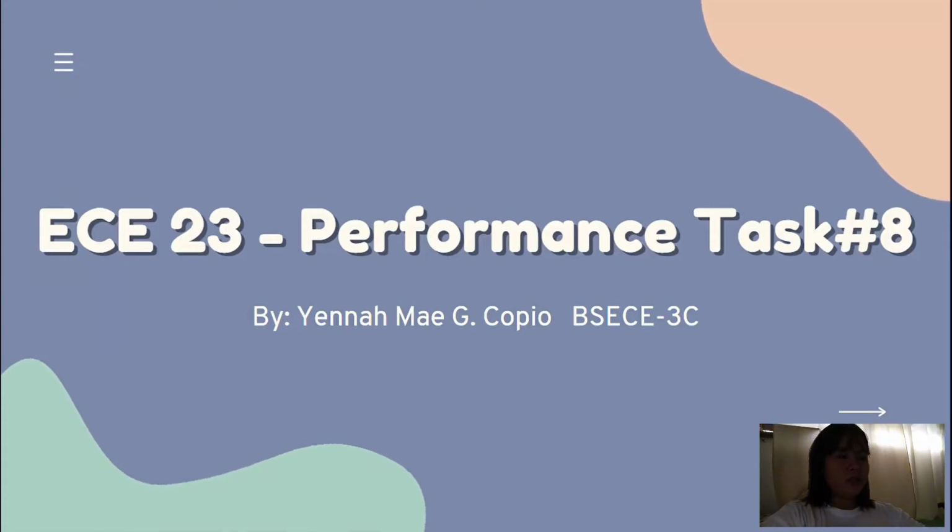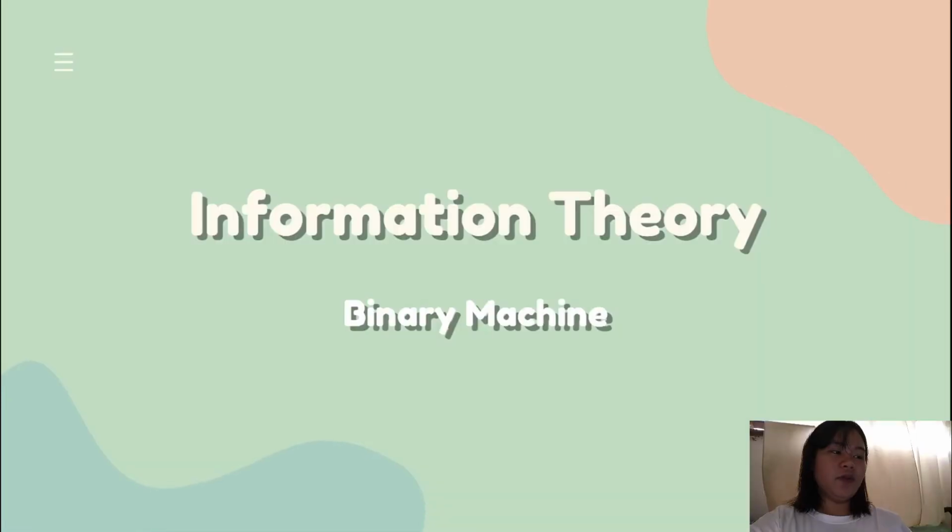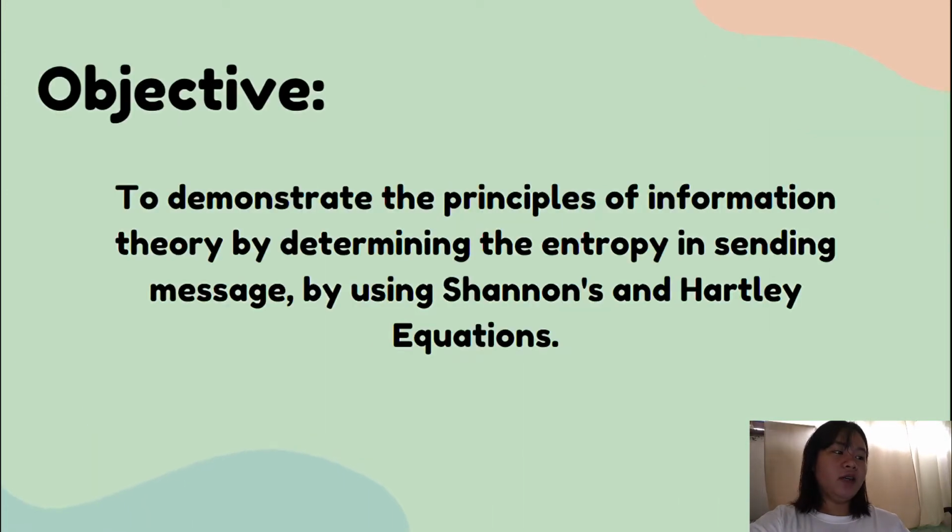This is ECE23 performance task number 8. For this performance task, we will discuss the binary machine. For the objective, we are able to demonstrate the principle of information theory by determining the entropy and sending a message by using Shannon's and Hartley's equations.